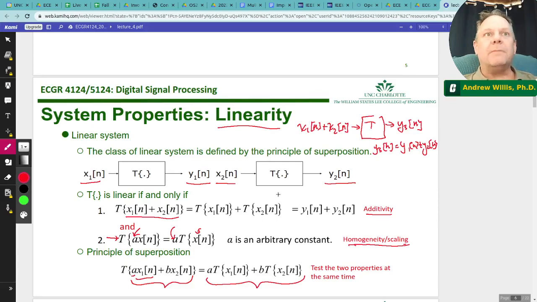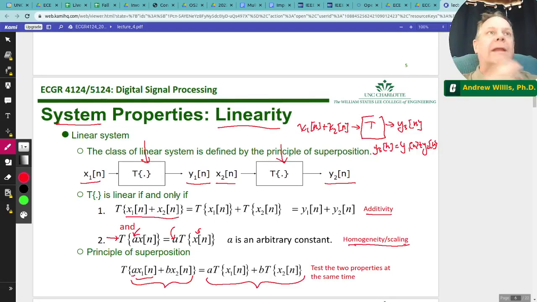Yeah, I have a quick question, Dr. Willis. Whenever we're doing this proof, the mathematical operator needs to be the same, right? Yeah, this is a system property. So this is a system, and this system here is always the same system. Right. Okay. And so the question is posed like this: for this system, is it linear? And the answer is either yes, it is linear, or no, it is not.